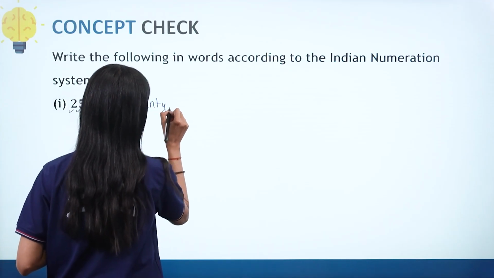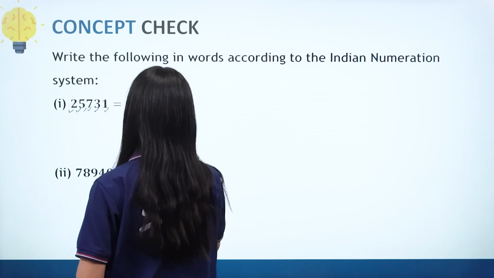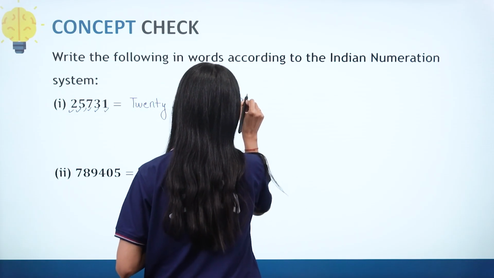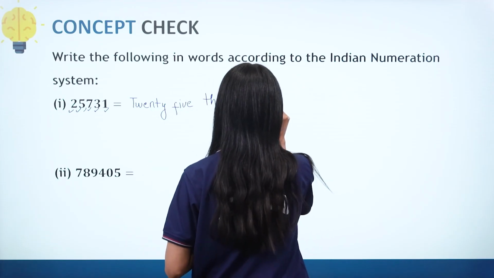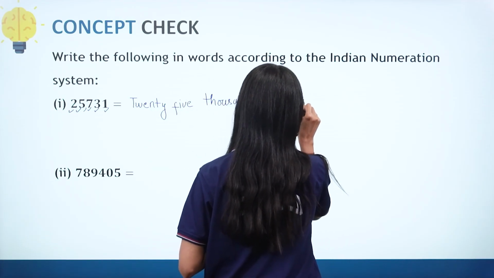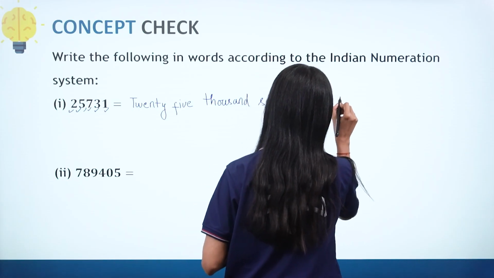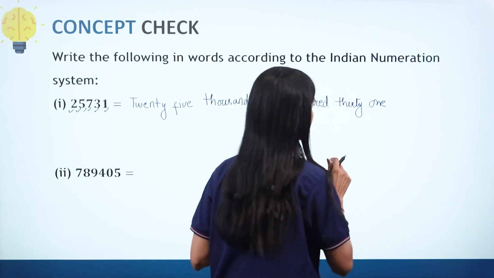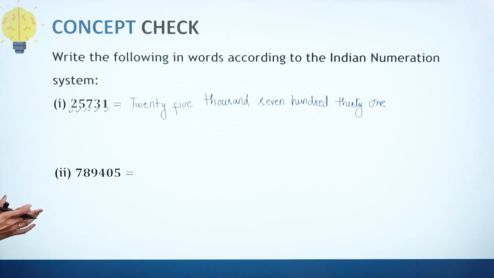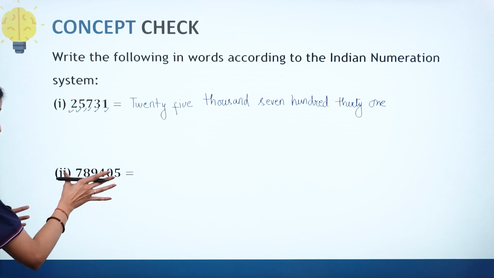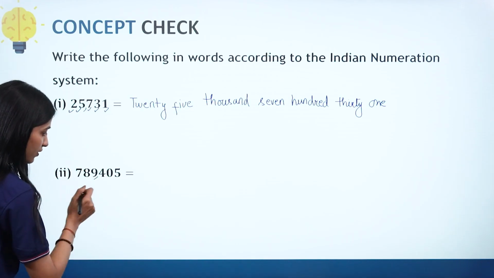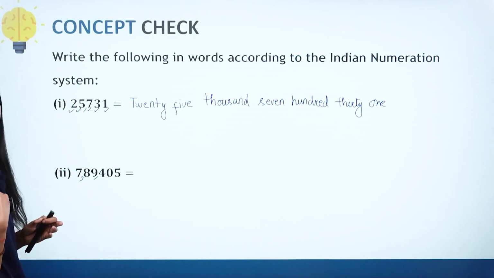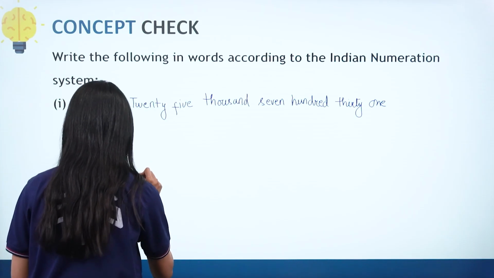in the form of numbers like this. Okay, so we will write this number as 25,731. Next we have this number. One comma will come here, the next comma will come here. So this number is 7,89,405.